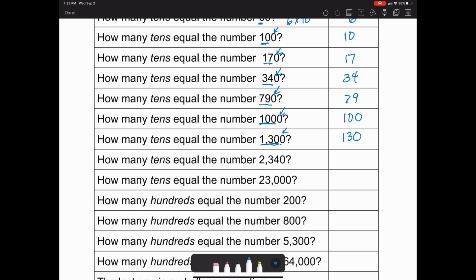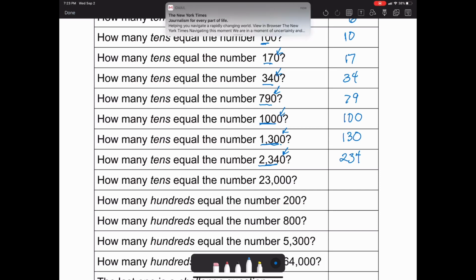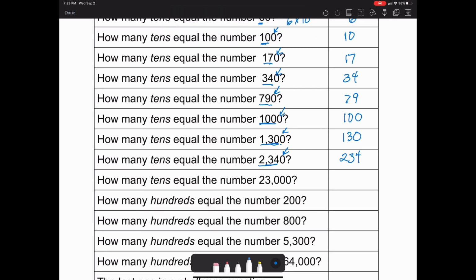How many tens fit in 2,340? There's the 1 0 for the 10, and then we have 234 of those. So 234 tens equals 2,340. And lastly, for this big number here, how many tens fit in 23,000? Well, just take that 1 0 for the 10, and then let's take our number in front, and it looks like 2,300 tens.